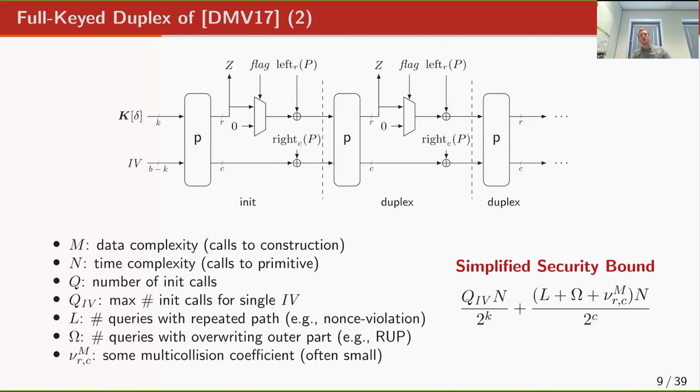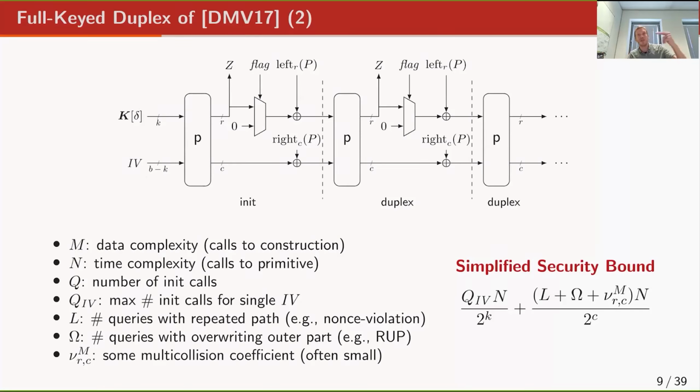In detail, we proved the following result. We say if the attacker has a data complexity M, a time complexity N, Q initialization calls, so you re-initialize Q times. Q_IV initialization calls for a single IV. This is typically the number of users in the multi-user setting, the number of different keys that you can attack. The number of queries with a repeated path, which means that the attacker can initialize, make a duplexing call, and make another duplexing call. Then it can re-initialize, make the same duplexing call, but then a different one.